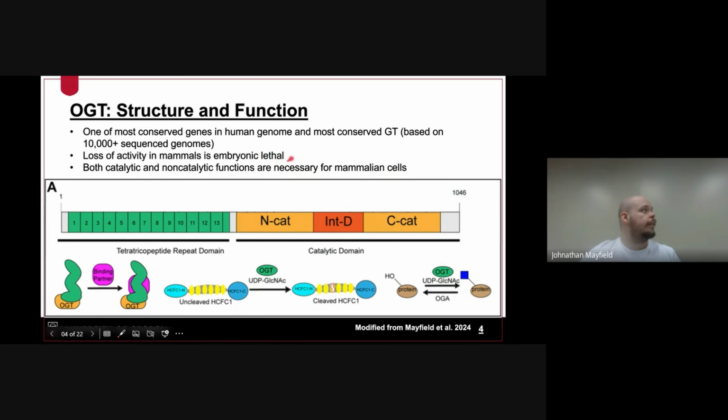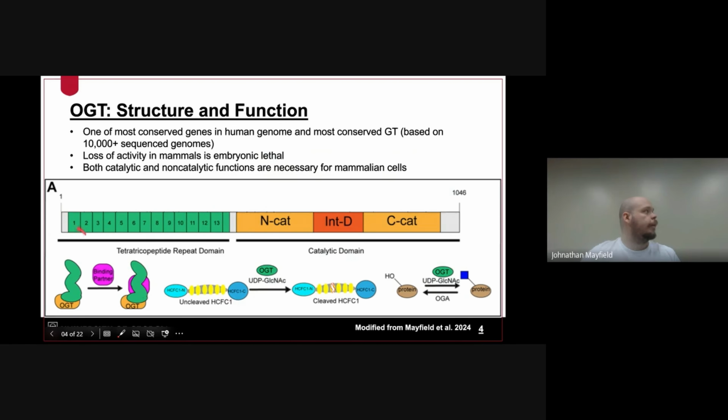Part of that is that we know in mammals, at least, a loss of activity is going to be lethal at the embryo stage. So that means everyone alive today has a copy of OGT that works at least some. And before I get into the structure of OGT, the two big parts that we talk about, I want to note that you need the functions of both of those parts, the catalytic and the non-catalytic, for mammalian cells.